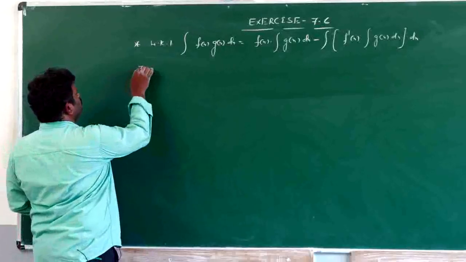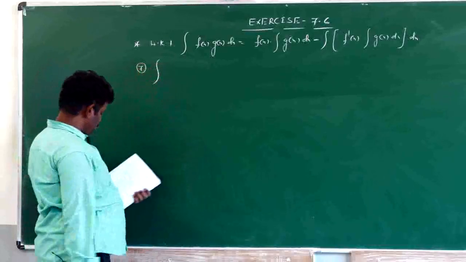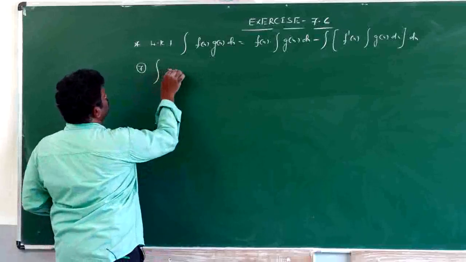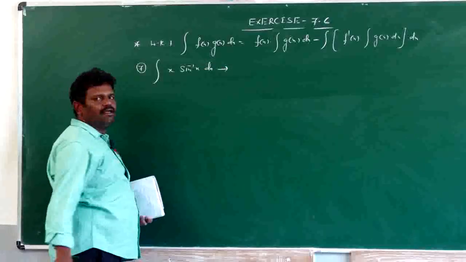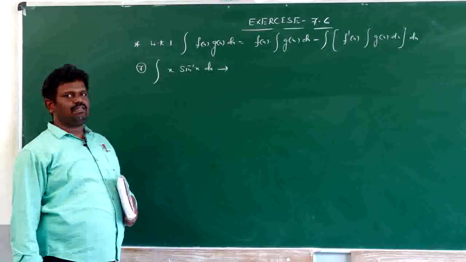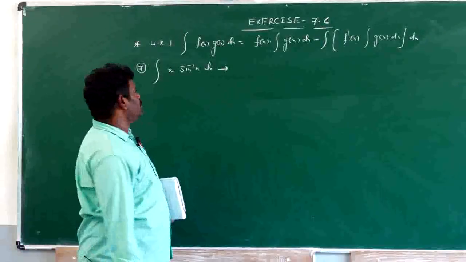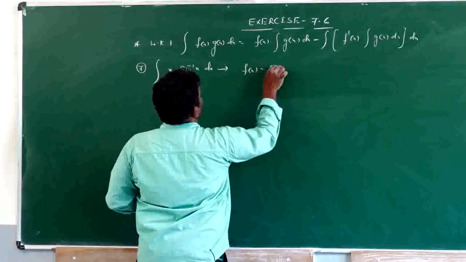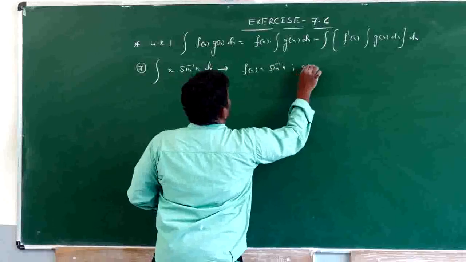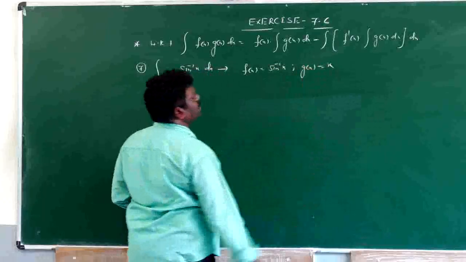Seventh question, integral x into sine inverse x dx. Here, considering the inverse function, the first function is f of x equal to sine inverse x, and g of x is equal to x, the second function.